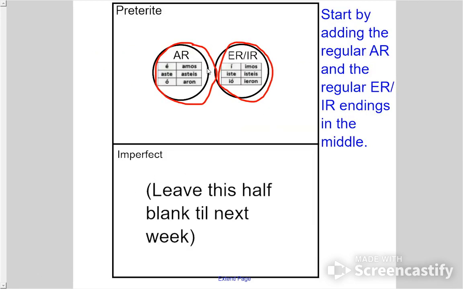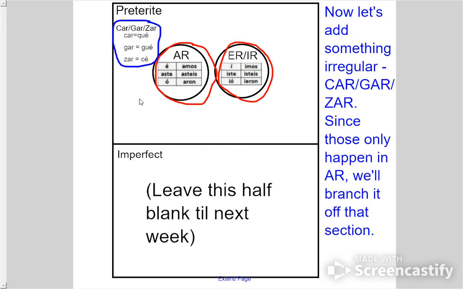All right, so let's start in the center of the preterite top part. You're going to add the regular AR and the regular ER and IR endings right in the middle. For AR, you're going to add é, aste, ó, amos, astes, aron. For ER and IR, you're going to add í, iste, ió, imos, istes, ieron. Notice the accents over the E and the O, and over here over the I and the O. All right. Pause the video, get that down.